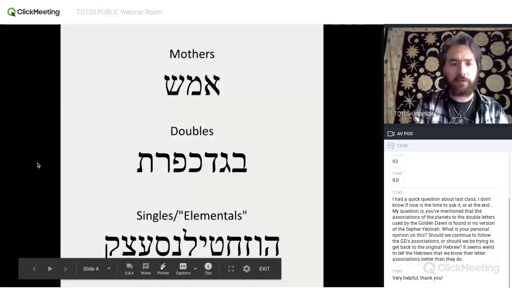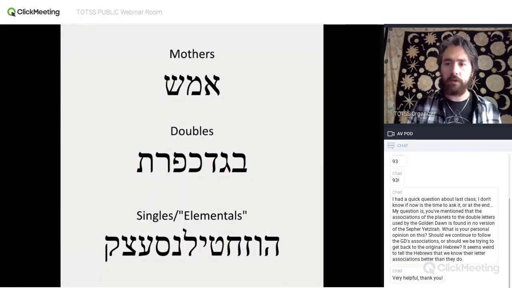And so here we've got our 3 divisions of the letters into mothers, doubles, and single letters. Two weeks ago we talked about the mother letters attributed to the elements. Last week we talked about the double letters attributed to the 7 planets. And this week we'll be talking about the 12 single letters. As we'll see in Kaplan's translation, he refers to them as the elementals, but he's not referring to the 4 elements. It's elemental in the sense of basic.